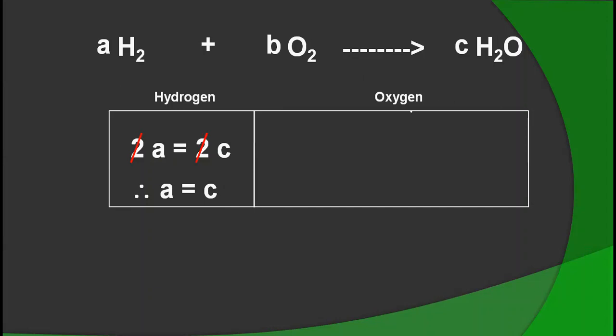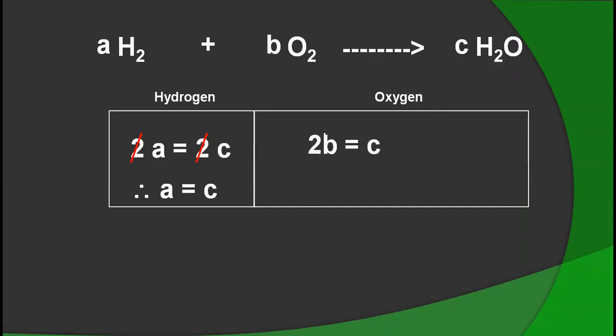Likewise, the number of oxygen atoms should also be equal because this is a perfectly balanced equation. You have 2B oxygen atoms on the reactant side, and on the product side you have 1 here, so C into 1 is C atoms of oxygen. Since this equation is perfectly balanced, the number of oxygen atoms has to be equal on either side. So 2B has to be equal to C.